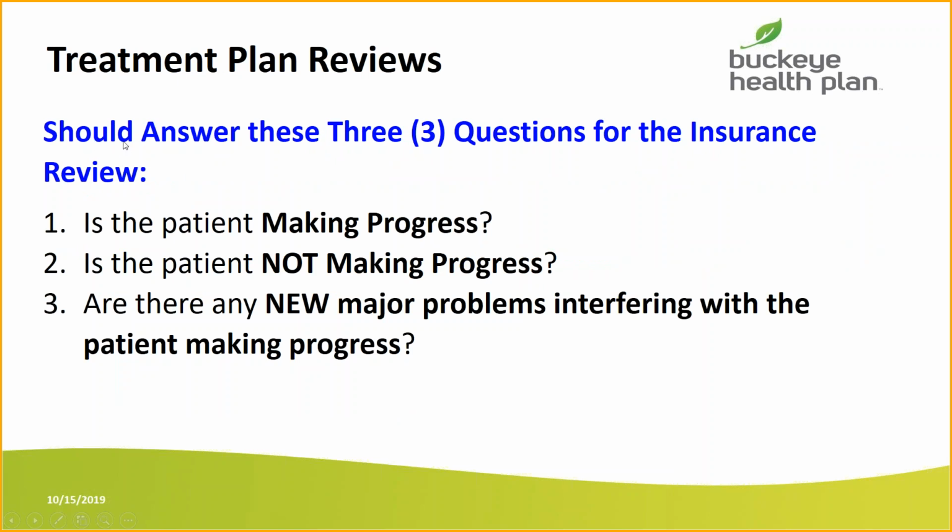So treatment plan reviews should answer 3 questions when we have these calls. Is the patient making progress? Question number 1. Number 2, is the patient not making progress? And I should add, and what have you done about it, if anything? And number 3, are there any new problems or exacerbation of existing problems that are interfering with the patient making progress? And again, what have you done about it? Those are the questions that should be answered on the insurance review.